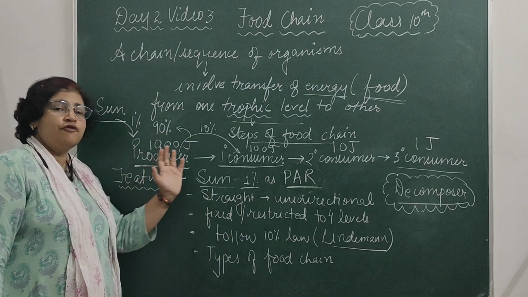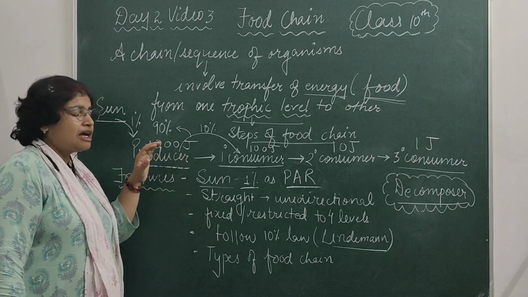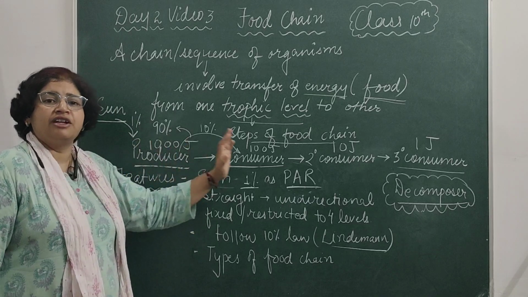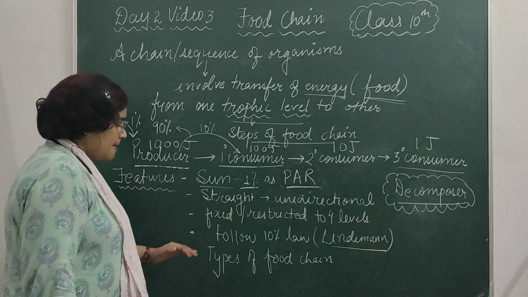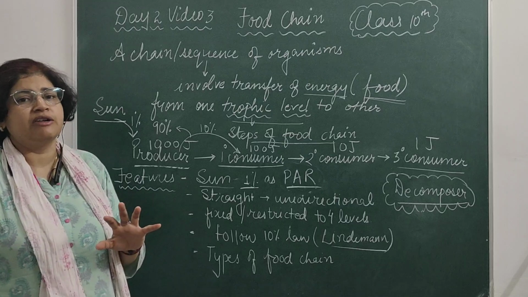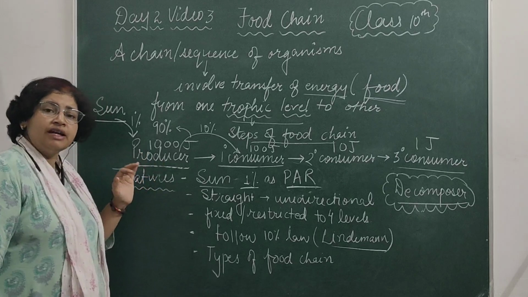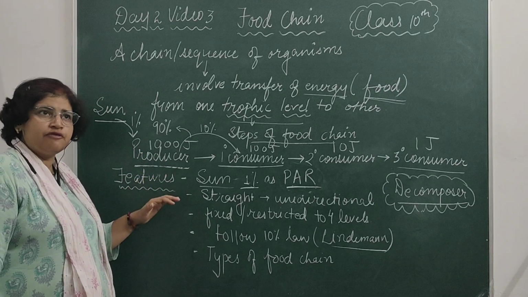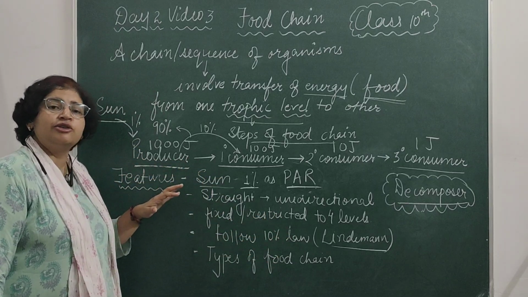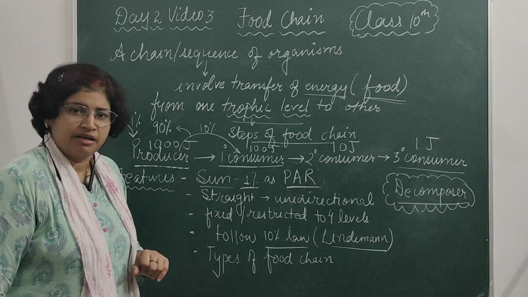Fine. So here in food chain, there always occurs unidirectional flow of energy because producers are the only organisms which have the ability to capture sun energy and get it transferred into other trophic levels. Then the trophic levels in a food chain are restricted to 4 to 5 trophic levels because from producer to the last consumer, energy always decreases progressively from one trophic level to the other, because your food chain follows a particular law which we call as 10% law, which was given by Lindeman.